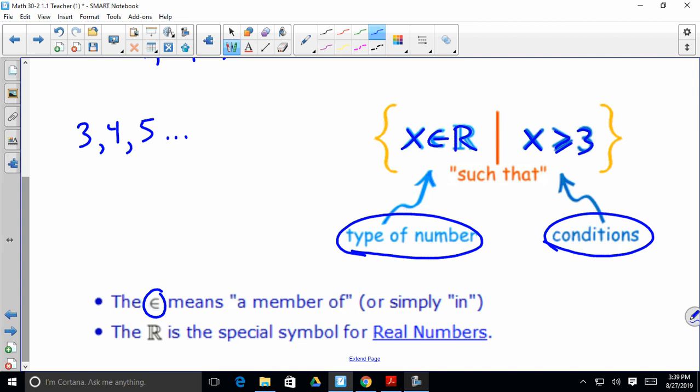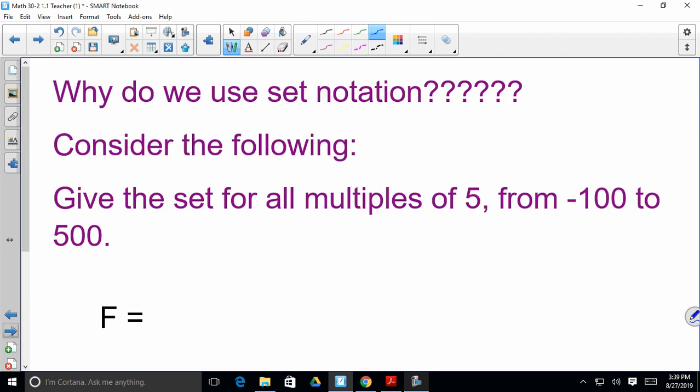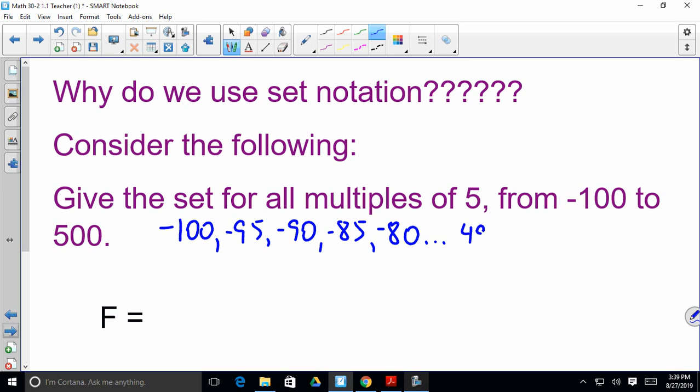Now, as I said, why do we use this? Well, we do. All right, let me give you an example. Give the set for all multiples of 5 from minus 100 to 500. So start writing it out. Minus 100, minus 95, minus 90, minus 85, minus 80, dot, dot, dot. Getting tired. Now, I will point out this goes to 490, 495, 500. Now, I don't want to write that all out because I'm lazy.